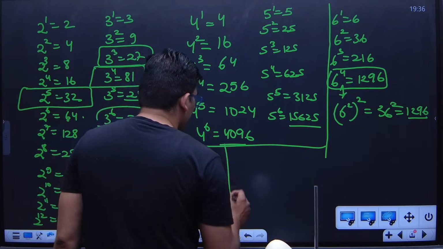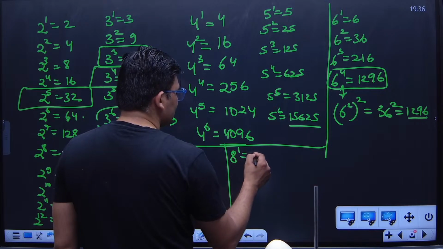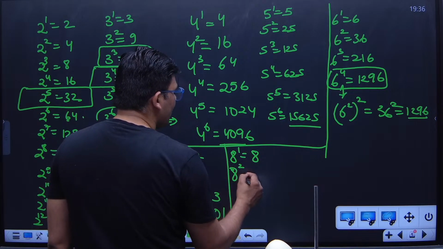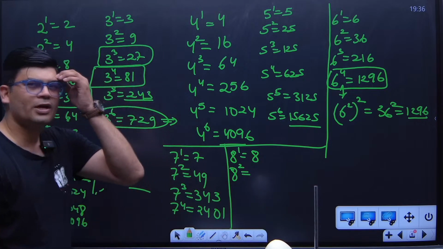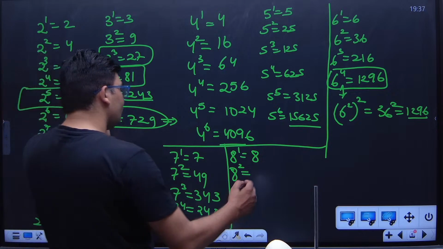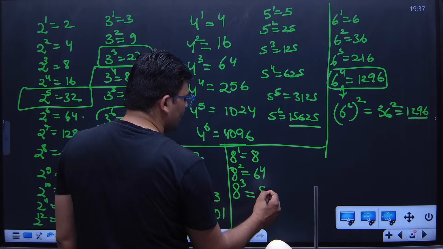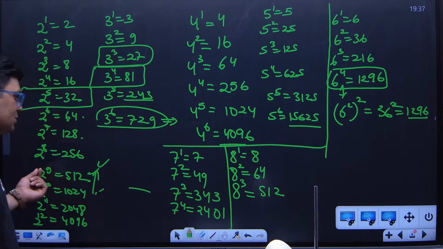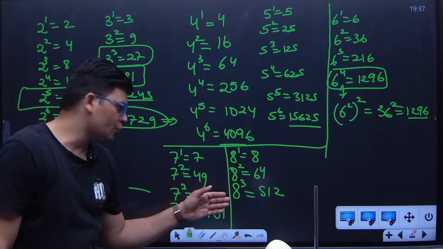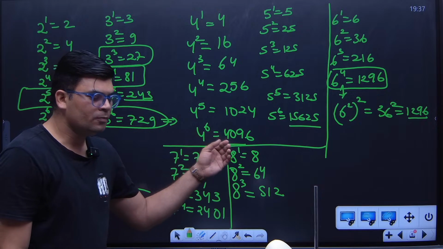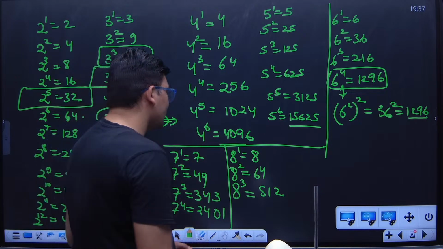Now coming to 8. So 8 raised to the power 1 is 8. Now 8 square, no need to remember like this. You can remember 8 square very easily. It is 64. 8 cube is as good as 2 raised to the power 9, which is 512. See this? So 8 itself is 2 cube, and if I write 2 cube cubed, it will become 2 raised to the power 9, which is 512.